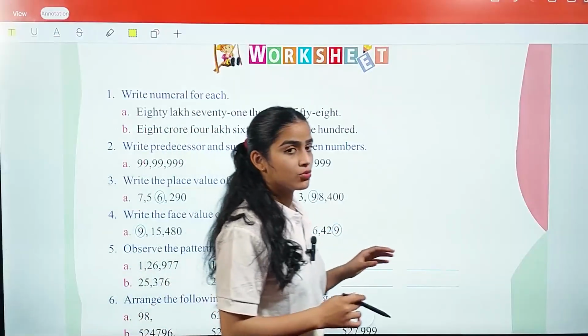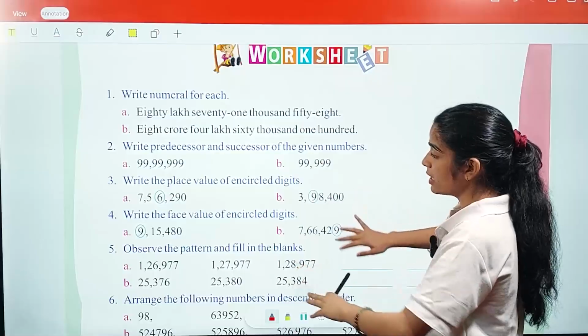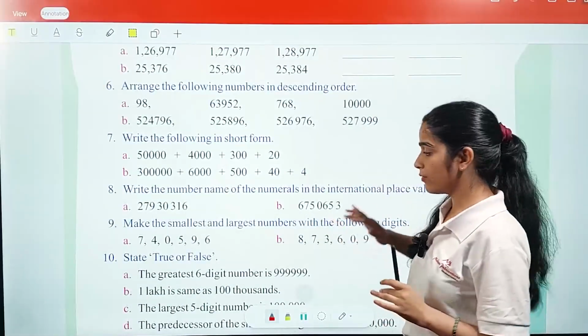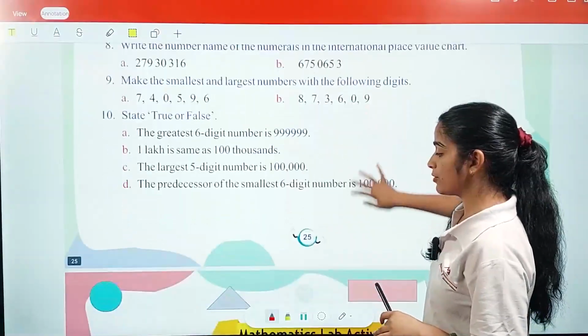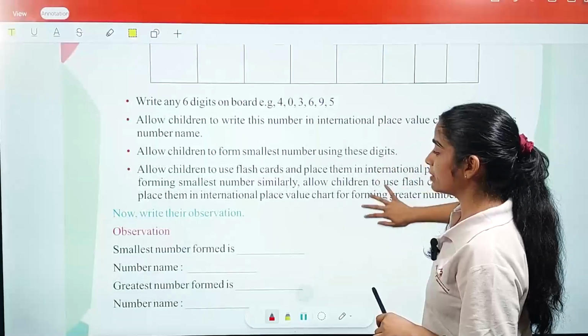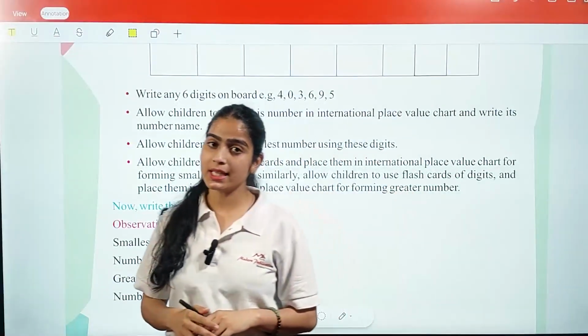Now your worksheet. In this worksheet you have to do exercise questions, with a combination of the different exercise questions we have covered till now. After this, you have your maths lab activity which you have to perform in your maths lab. After this, your chapter ends here.